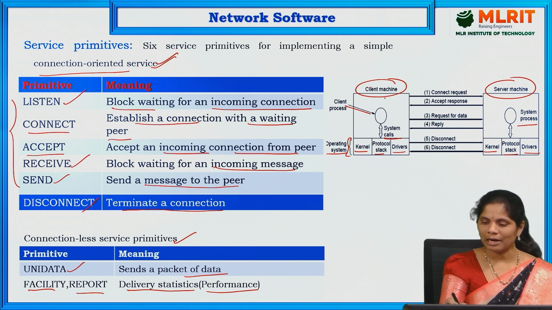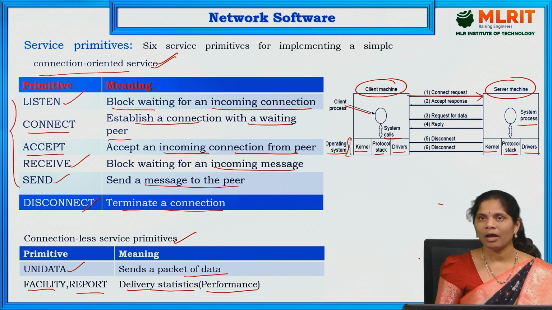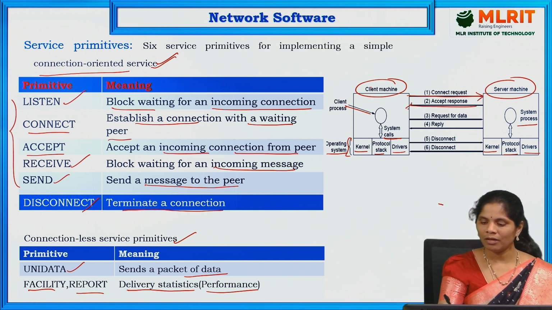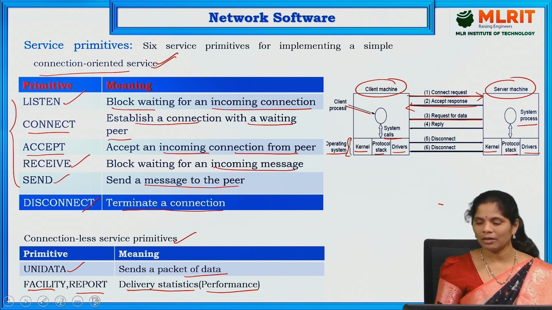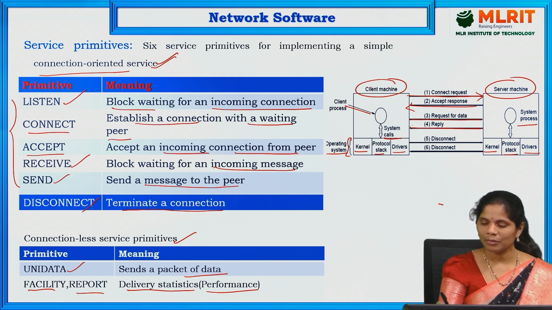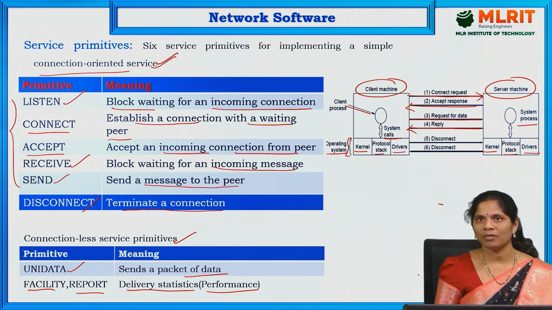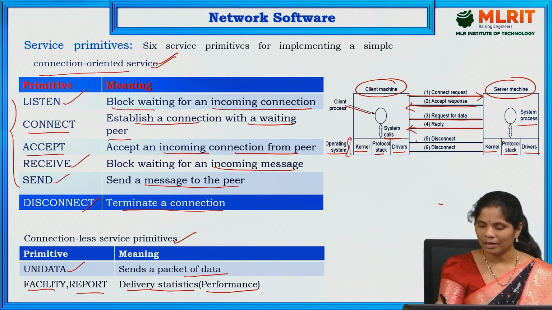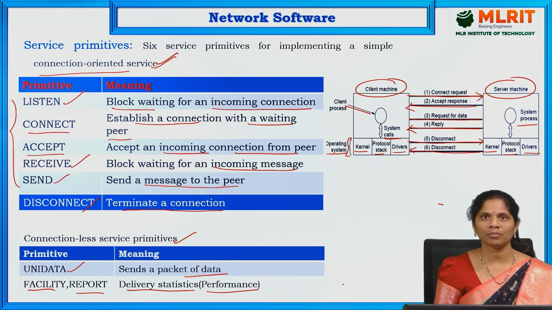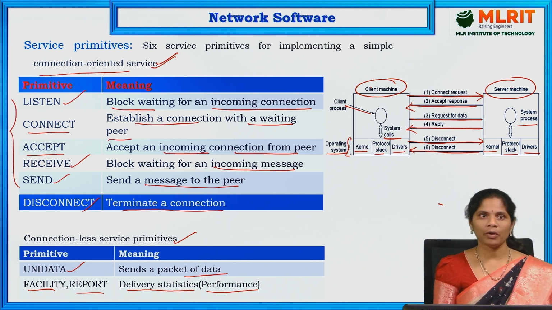First, the client sends the request to the server. Next, the server gives the accept response. Again, the client sends the request for the data, and the server replies to the client machine with the data. Next, the client sends the request for disconnect, and the server disconnects from that client. This is the process of service primitives in this client server model.